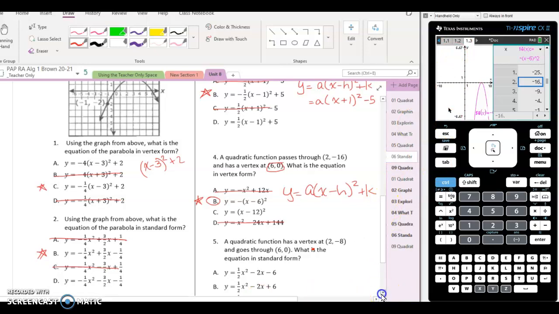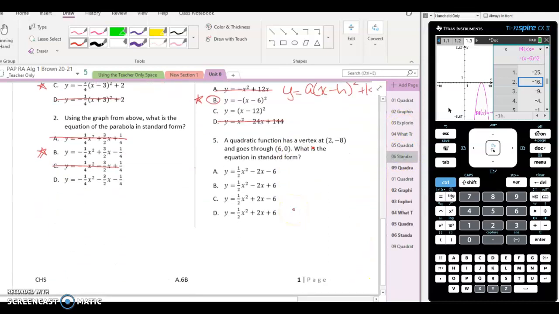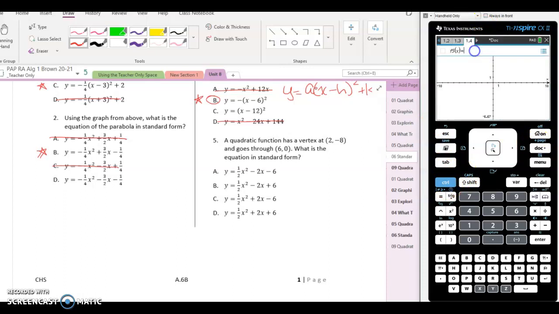It says a quadratic has a vertex at 2, -8 and goes through the point 6, 0. What is the equation in standard form? All right, so it wants it in standard form. We are not concerned about vertex form, right? So it just wants it in standard form. So what we're going to do is graph each one of these and see which one works. I want you to grab it and see what you come up with. I'm going to pause the video and you tell me.